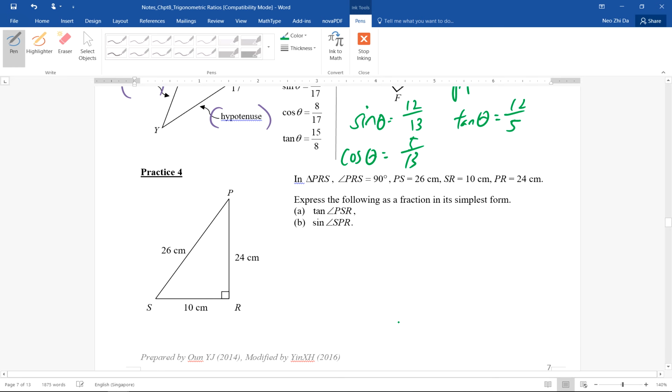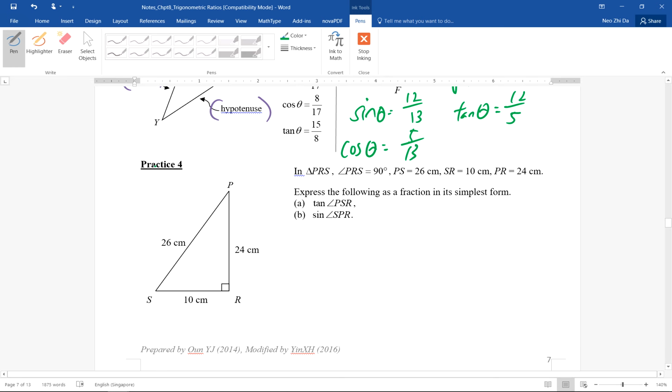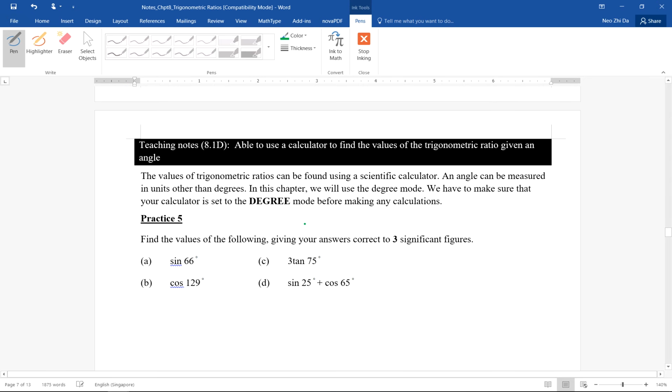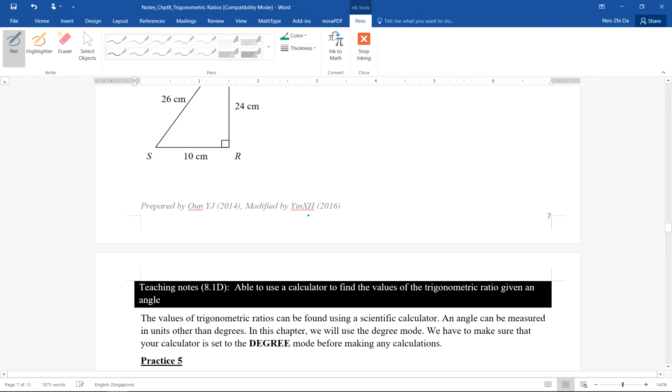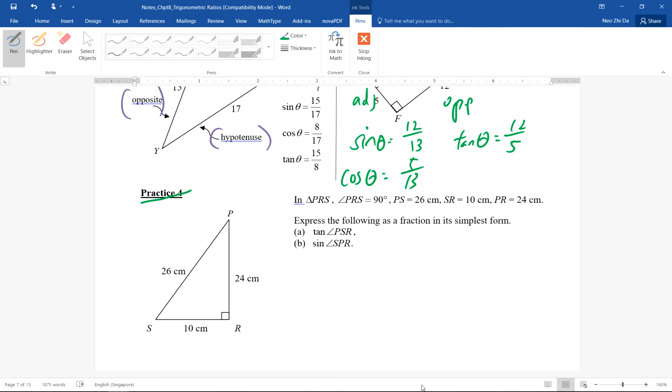So with this, okay, you will do practice 4. And then after which, I will go and teach you the second portion of trigo. Do practice 4 now. They have already told you what the selected angle is.